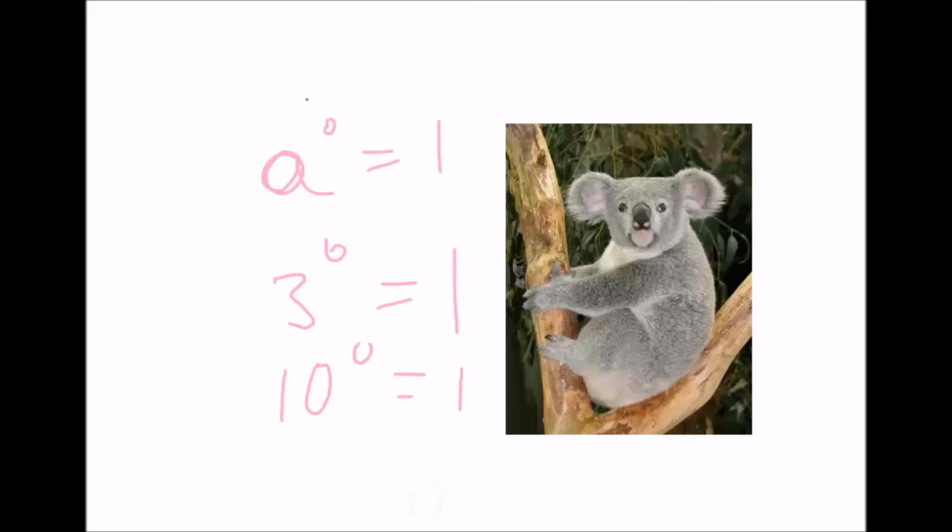Something else you need to know about is anything to the power of 0, so a to the 0 is equal to 1. 3 to the 0 equals 1. 10 to the 0 equals 1. This fuzzy koala to the 0 power equals 1.